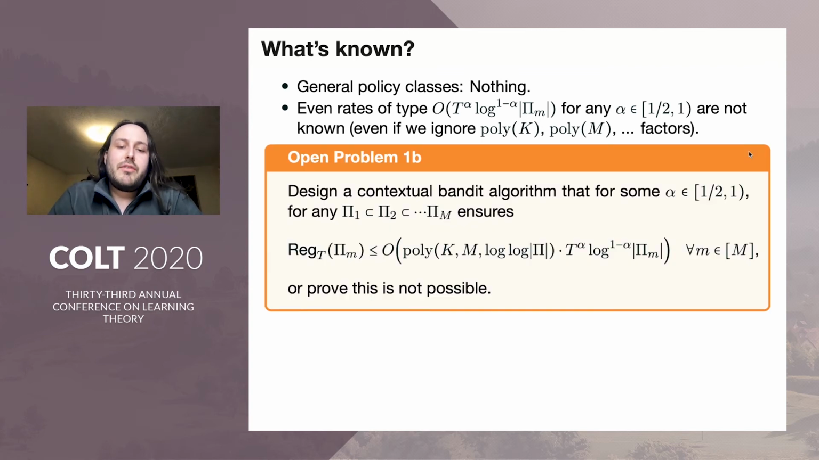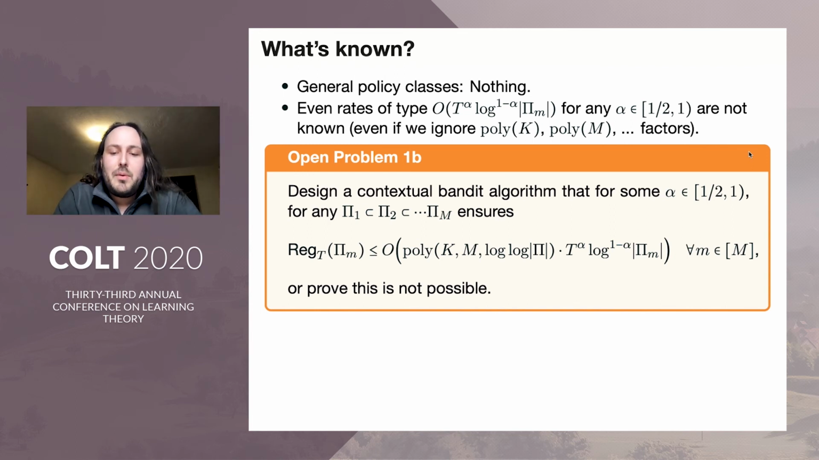That motivates the weaker variant of our open problem, which is the same as the first one, but with two key differences. The first difference is that we allow poly(K, M) and log Pi factors. And the second is that we're allowed to have worse dependence on T as long as the exponent on T and log size of Pi_m sums to 1. The reason why we care about having the exponent sum to 1 is that we want to ensure that our algorithm has sublinear regret whenever log size of Pi_m is sublinear. In particular, what this means is that if we can learn Pi_m when m is fixed in advance, we want our model selection algorithm to be able to learn Pi_m as well.